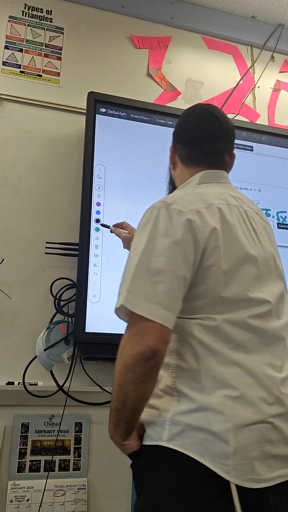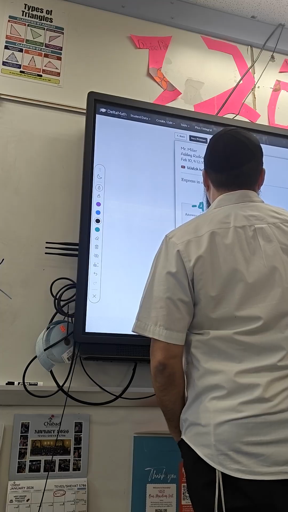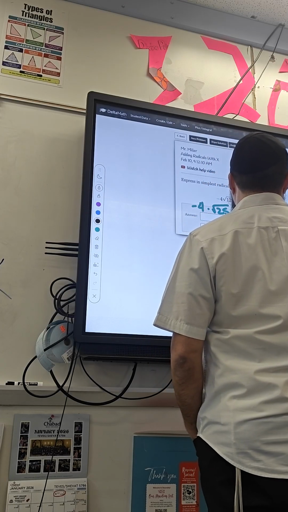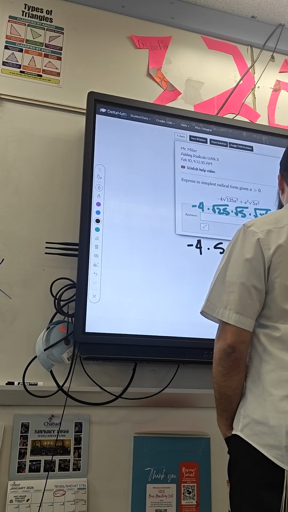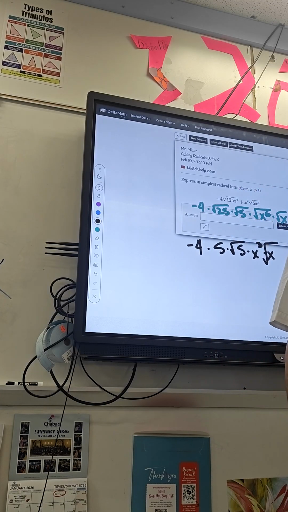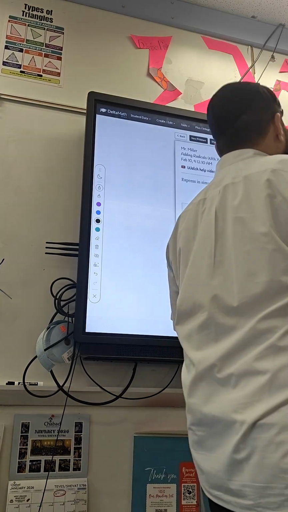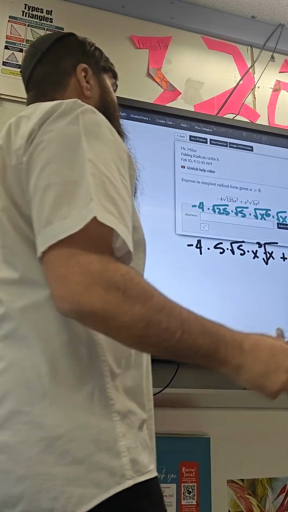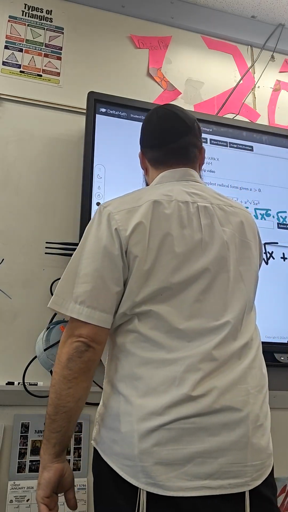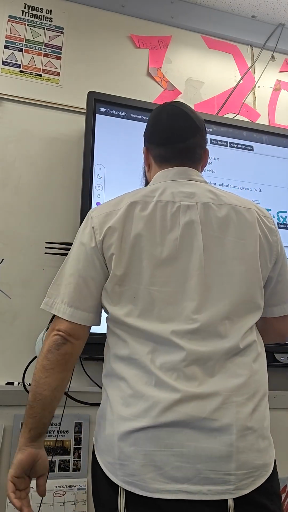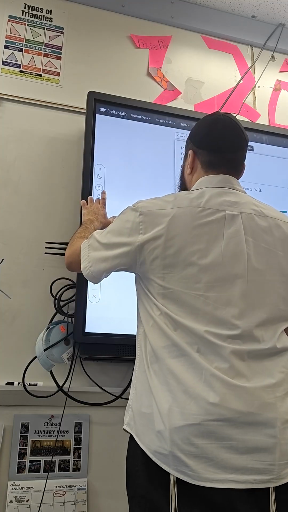All right, again, I'm going to do this in most steps. So negative 4 times 5 times the square root of 5 times x to the third times x radical, plus x squared times the square root of 5 times x times the square root of x. And this one, they're in different orders. So now I've got to combine the ones that are alike, right? I'll cross them out as I go along.